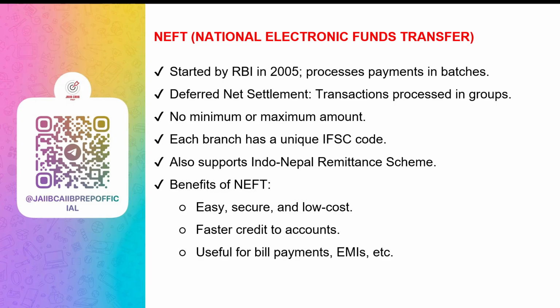So, DNS, deferred net settlement system, is used. Suppose you want to transfer 5,000 rupees through NEFT at 2:15 p.m. The transaction will be included in the next batch, say 2:30 p.m., and processed then. The beneficiary will get the money within a few hours. Now, one thing you need to understand is that there is no minimum or maximum limit on the transfers.